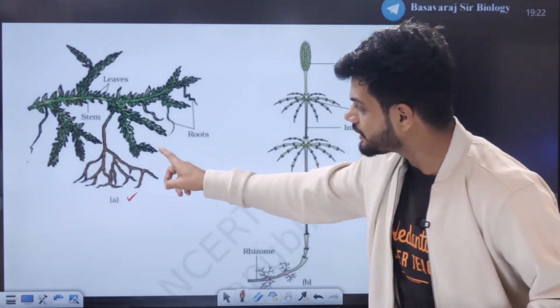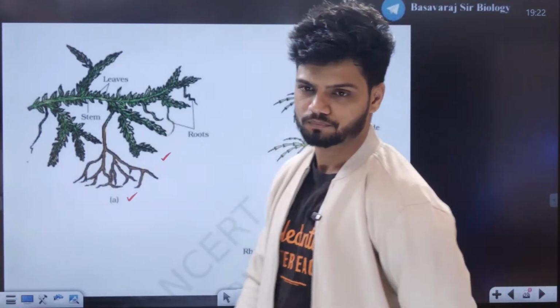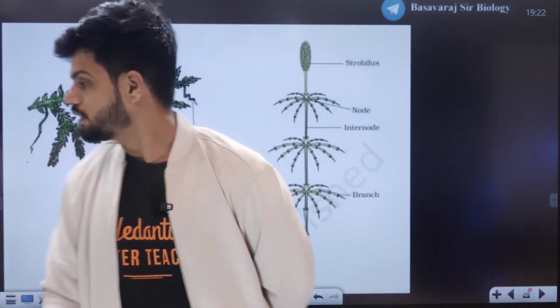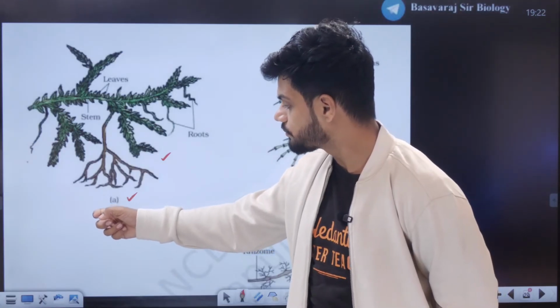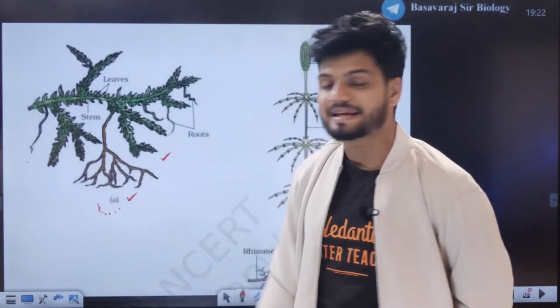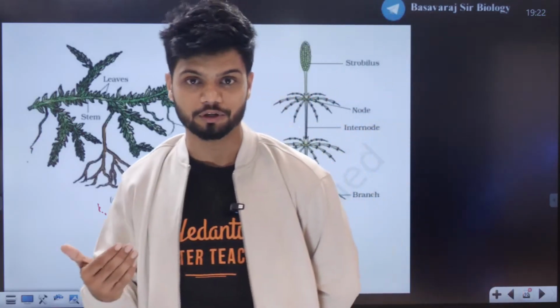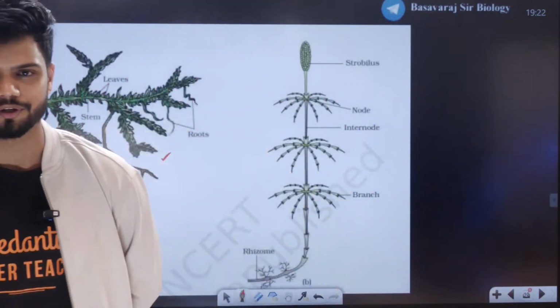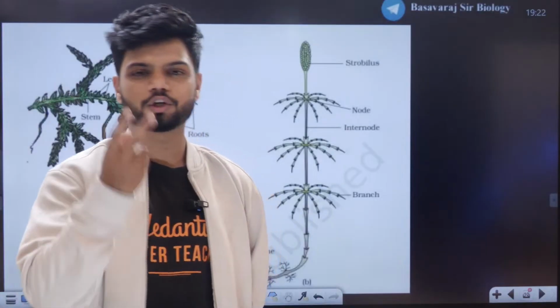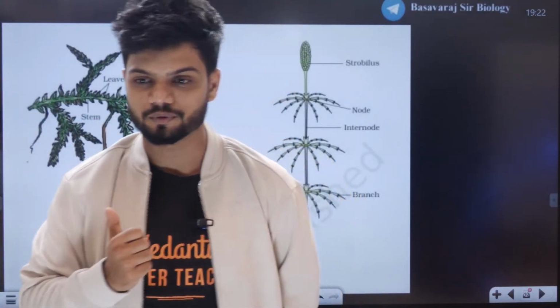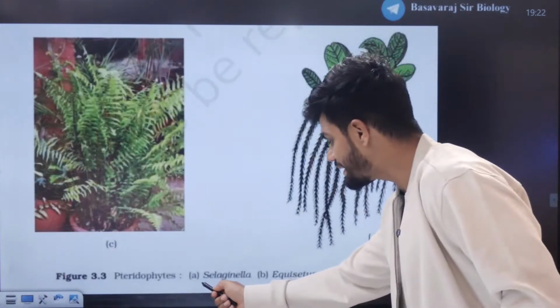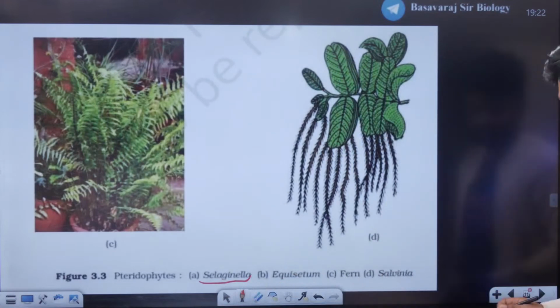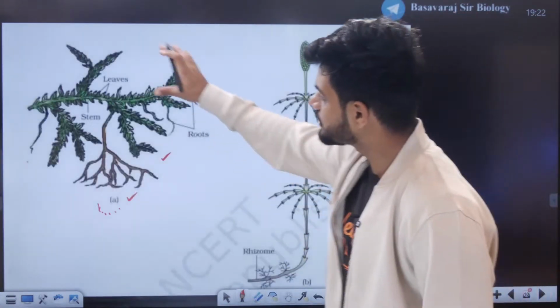And for this diagram right here, students, I'll give you a small clue. This particular plant shows heterospory. Now tell me the answer. When you think of heterospory, there are two names that should come to your mind, and one of the names is on the board right here. Exactly. This is a diagram of Selaginella.